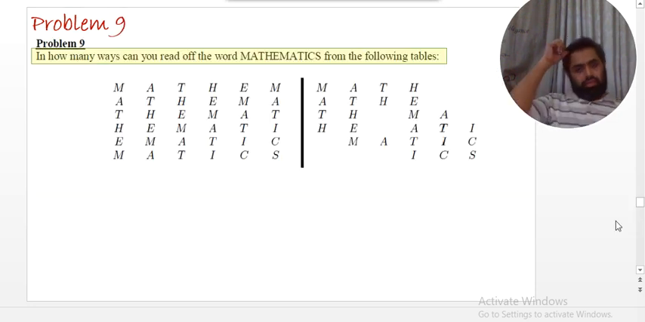Problem 9, at least part A, the first part, is quite similar.